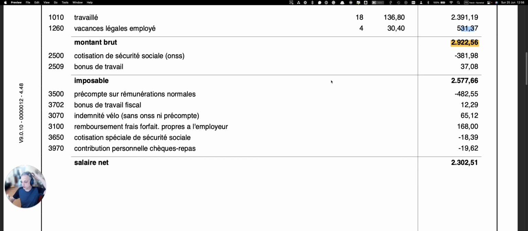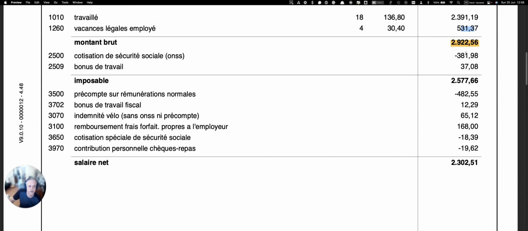So that's the first quite useful information to analyze. Then the second part is in between the gross salary and the taxable salary. So here the first thing to think about is the fact that you have to pay social security contribution on your gross salary, as an employee. It goes through the employer, but this is something that is taken out of your gross salary.